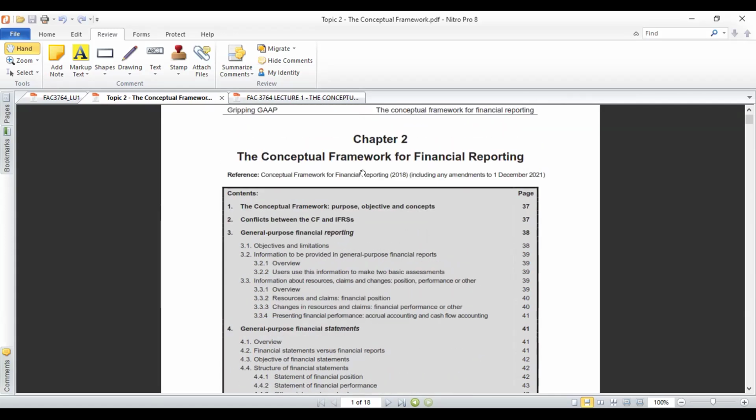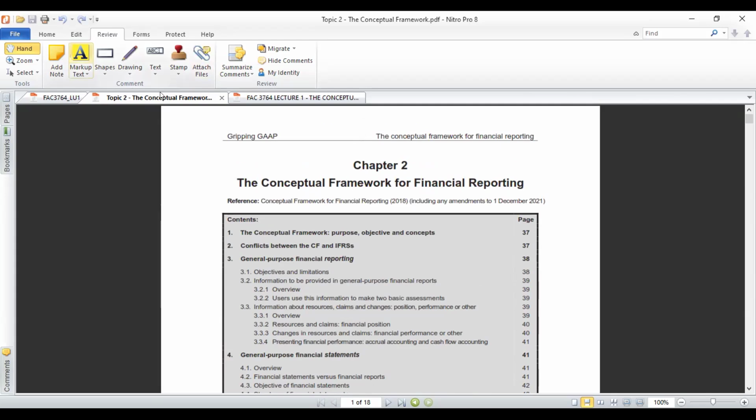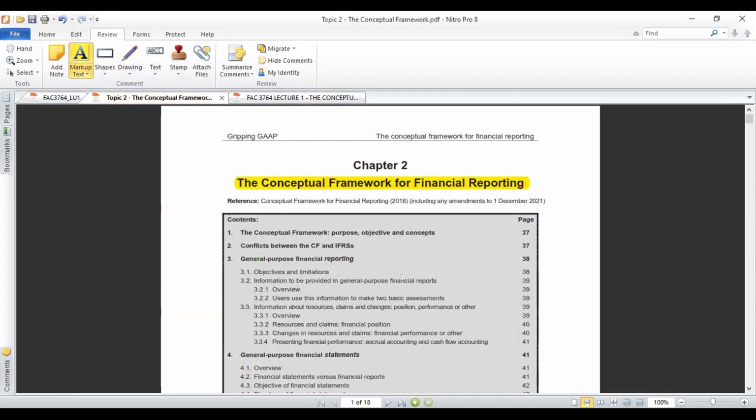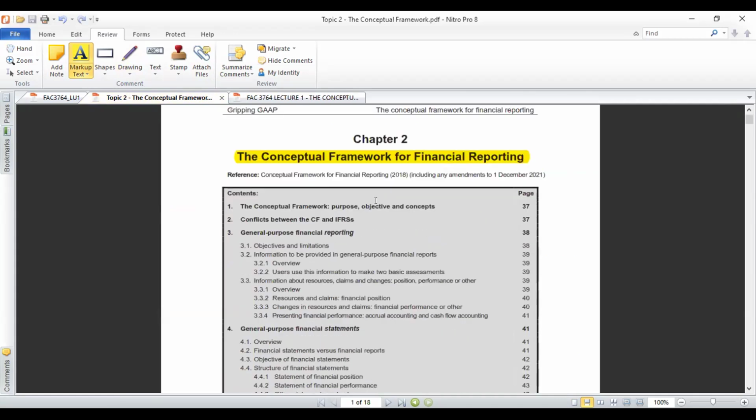This is chapter 2 in your GAAP textbook, which is basically the source of my notes. The note summary that I did here, I did according to your textbook, so as a point of reference you can also go through that in your own time. However, this is what you're going to see as an outline. They'll talk about the conceptual framework, its purpose, objective, and the concepts of note. They'll explain what general purpose financial reporting is.